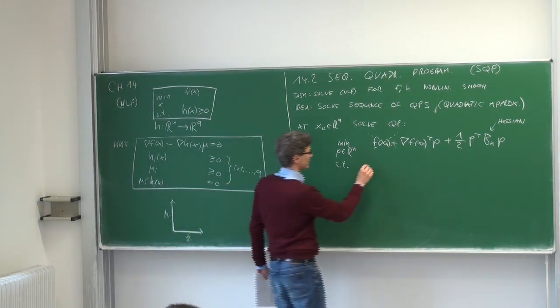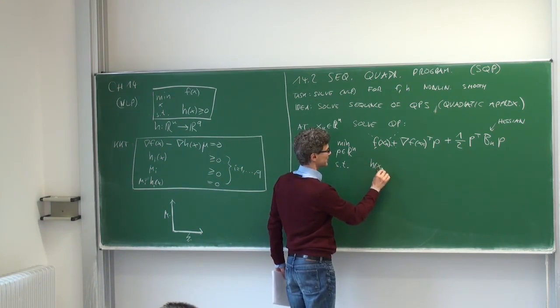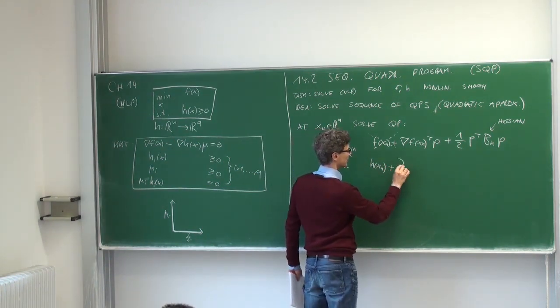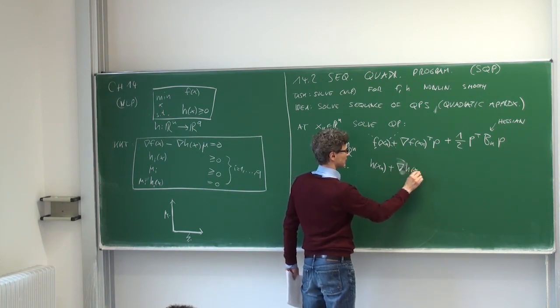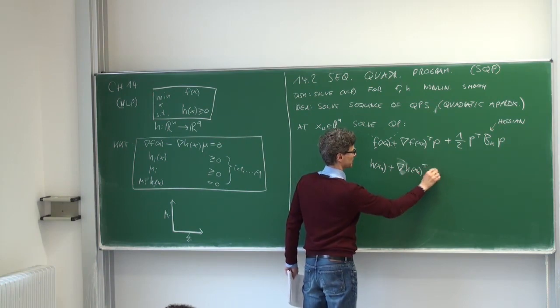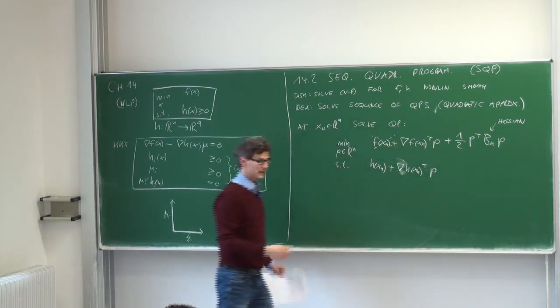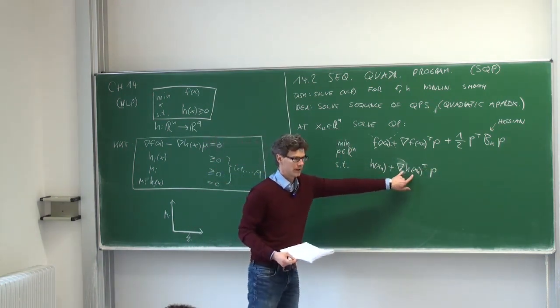But now what we do for the inequalities is also we do a Taylor series for our inequalities. And maybe I write it with a nabla symbol now that we use it so often anyway. It's only depending on one quantity, so it's nabla h of xk transpose times p. Please keep in mind that this is a whole Jacobian matrix.